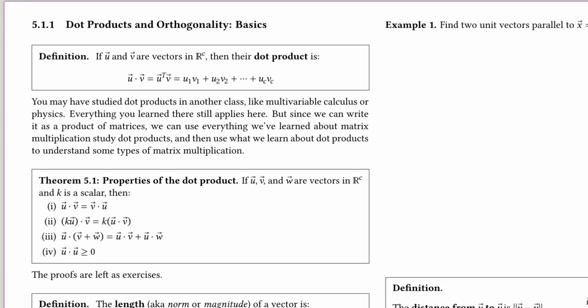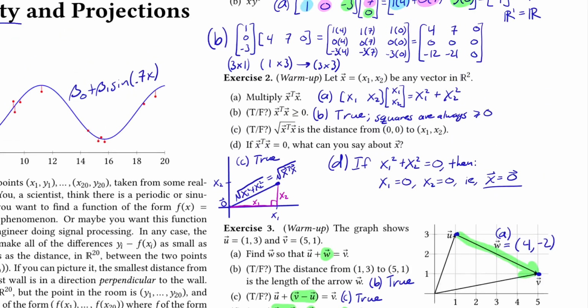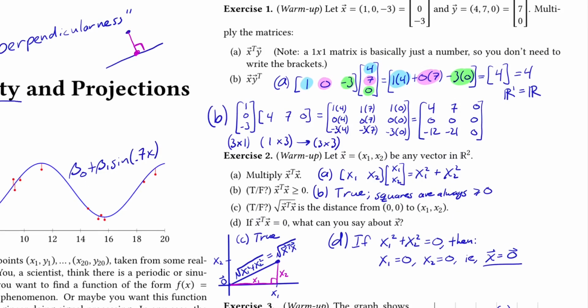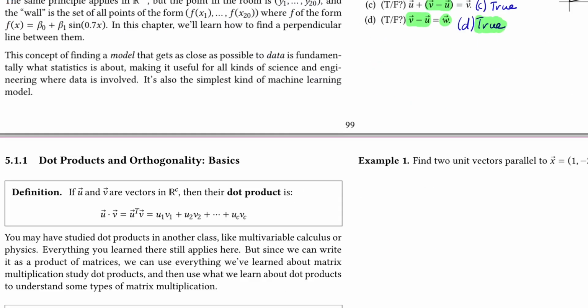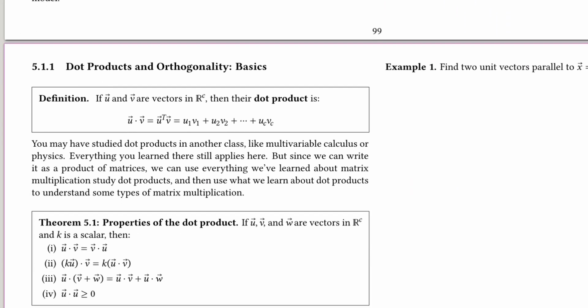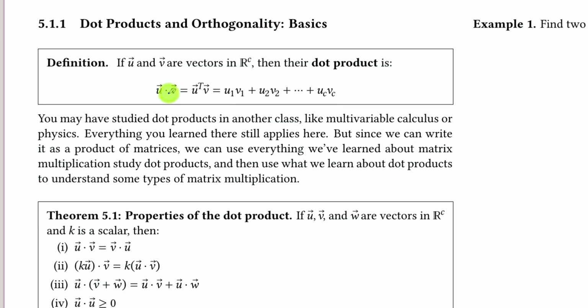So first, let's look at the definition of a dot product. We've already kind of talked about dot products when we defined the row-column rule. If you want to find row 1, column 1 of this matrix product, you just do the dot product of row 1 of the first matrix and column 1 of the second matrix. So we've already been doing dot products. So we're just going to sort of formalize that here.